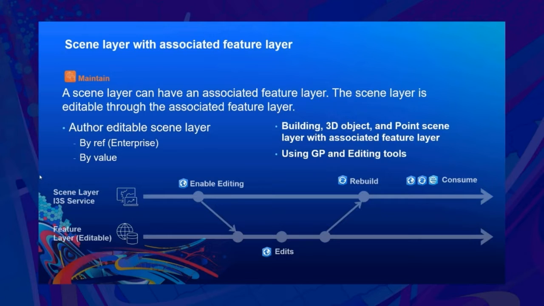The only difference is that any user consuming the scene layer without editing rights will not be able to see the changes until you have recreated the scene layer cache as a full or a partial update. For example, if you have a scene layer representing the outer shell of a building in your city, you can make updates to the scene layer and rebuild the cache. The moment you rebuild the cache, your changes are visible to all of your users.